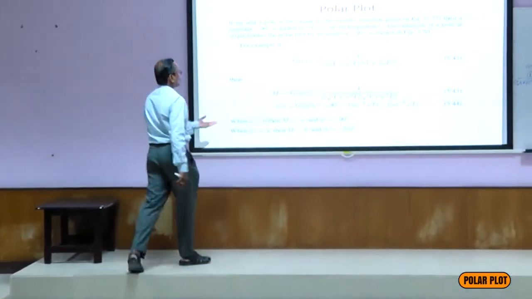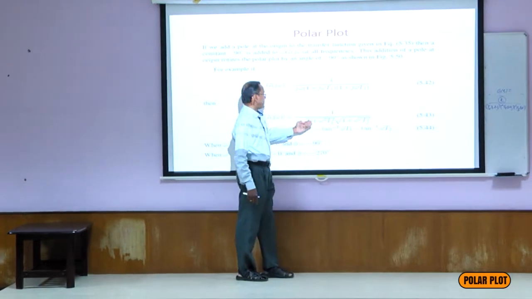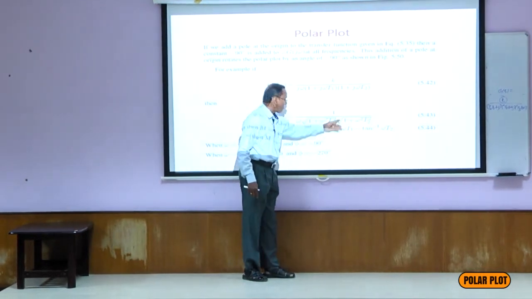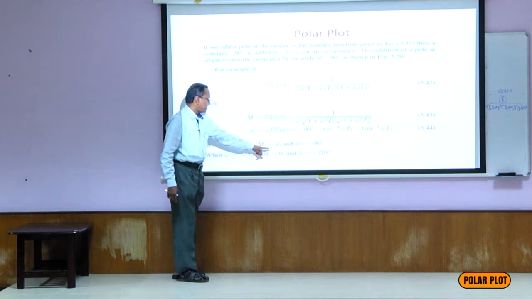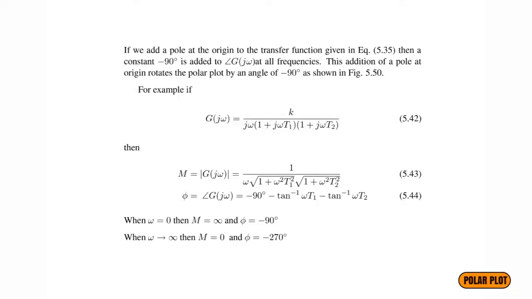Always the denominator degree is higher. That's why if you substitute omega equal to infinity, definitely it becomes 0, therefore magnitude is 0. But phase angle, put infinity here, minus 270. So it approaches the origin at an angle minus 270.